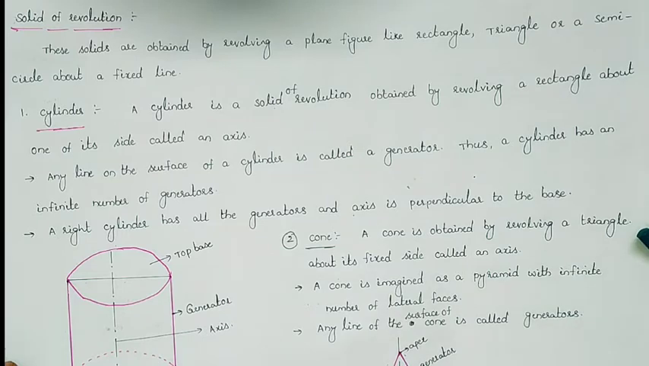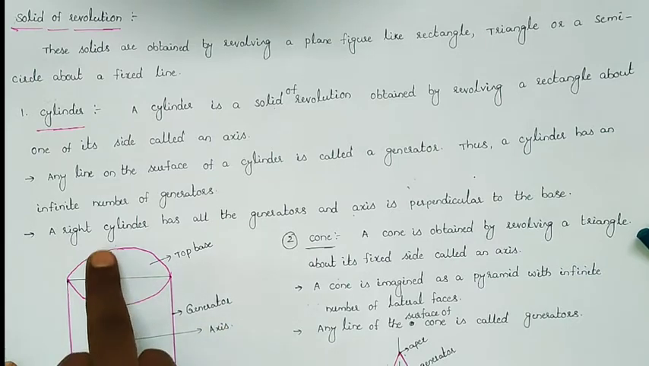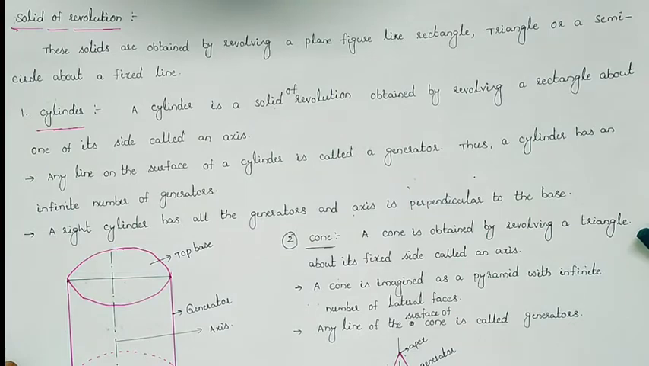Whenever a solid of revolution is obtained by revolving a rectangle about one of its sides, called the axis, the solid generated is called a cylinder. This is the shape of the cylinder. This is the top face and this is the bottom face. Both the top face and bottom face look like circles, and these are the generators. A right cylinder has all the generators, and here the axis is also always perpendicular to its base.